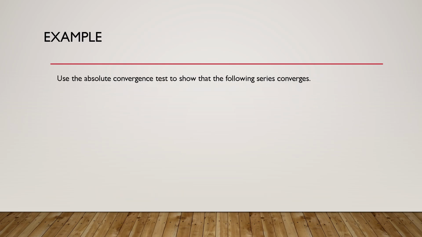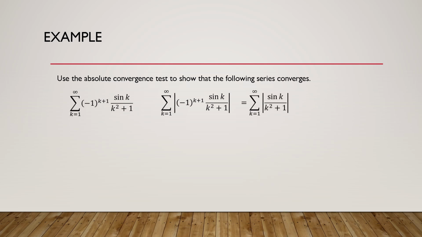For example, let's use the absolute convergence test to show that the following series converges. The sum from k equals 1 to infinity of negative 1 to the k plus 1 times sine k over k squared plus 1. To determine the absolute convergence, we take the same sum of the absolute value of the same series. Since the negative 1 to the k plus 1 is either equal to negative 1 or positive 1, taking its absolute value will result in only positive 1, so that the term may be eliminated. Also, since the variable in the denominator is squared, the term k squared plus 1 will always be positive, so the absolute value is not needed.